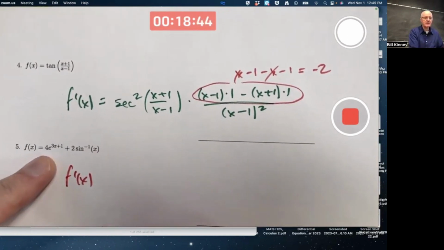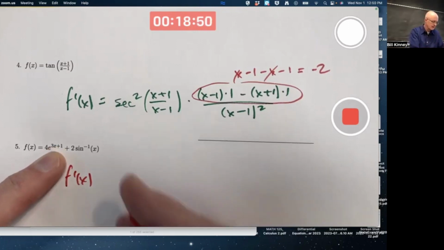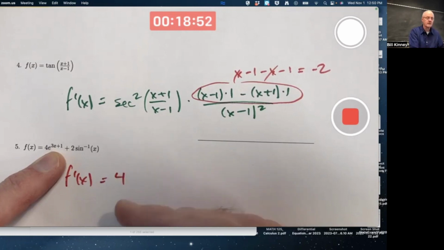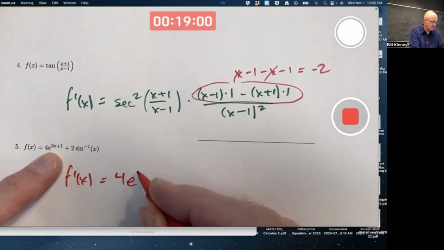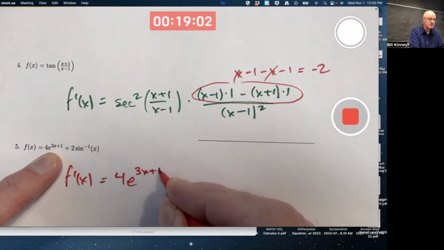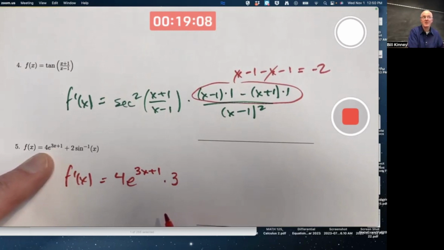differentiate 4 times e to the 3x plus 1. It's a chain rule problem. Inside function is 3x plus 1. The derivative of e to the x is e to the x. The derivative of 4e to the x is 4e to the x. So you start writing that, but then you got to plug in the inside function, 3x plus 1, times the derivative of the inside function, 3. That's the derivative of that thing right there. You're done with that part.